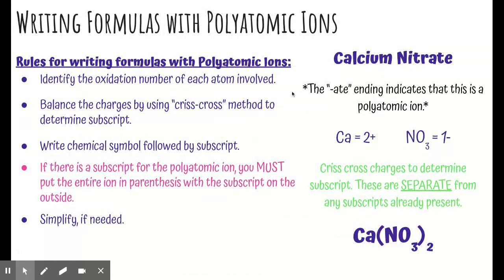If you are writing your formulas for polyatomic ions, it's the same rules as the binary ionic compounds. We're going to find the oxidation numbers for these and then crisscross them. Calcium has a +2 charge because it's in the second group. Nitrate, we're going to look up on our sheet. It's NO3 and the charge is -1.